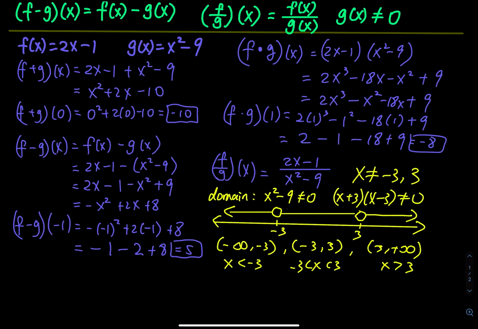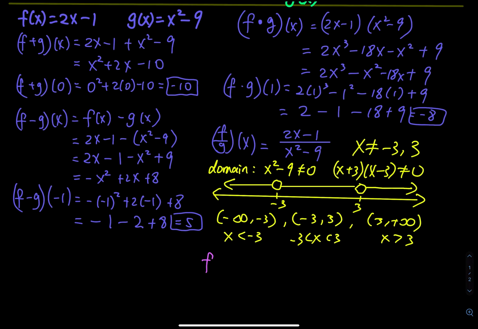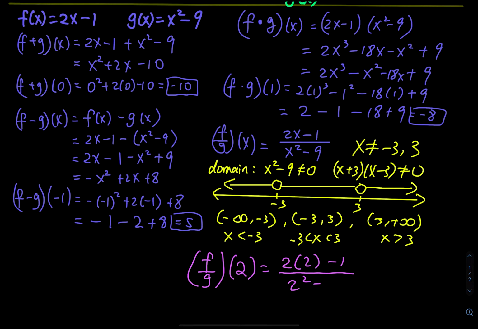Function evaluation is easy. So let's say f over g of what else do you want to put? Let's put a 2. We used 1 and negative 1, right? Let's do 2. So 2 times 2 minus 1, and then 2 squared minus 9. 4 minus 1 is 3. 4 minus 9 is negative 5, right? There you have it.